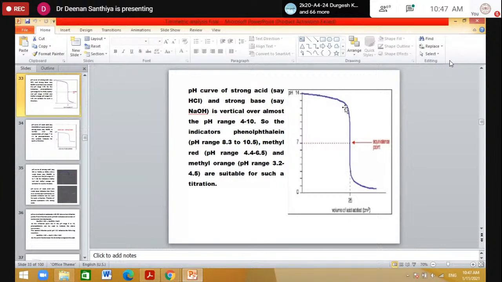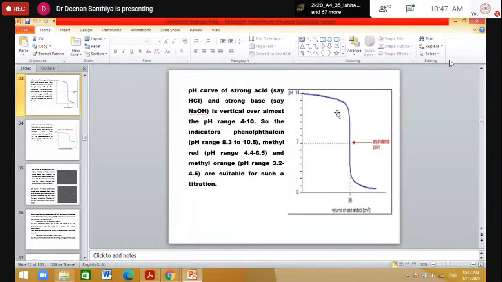This portion shows the sudden jump. The mid of this sudden jump is pH 7. That shows the complete neutralization has taken place at the equivalence point. After this it will become acidic, and this is the end point.